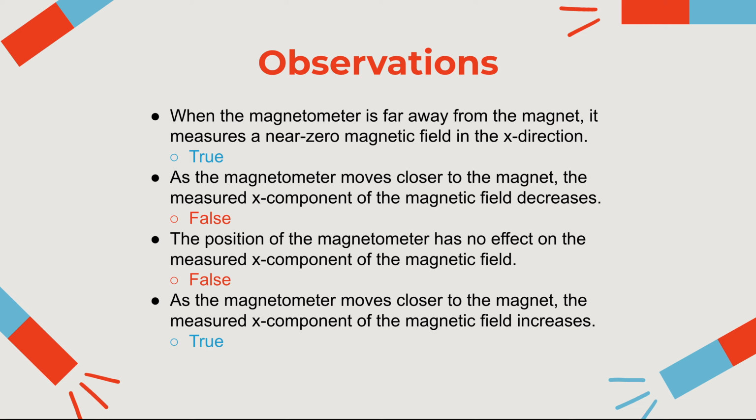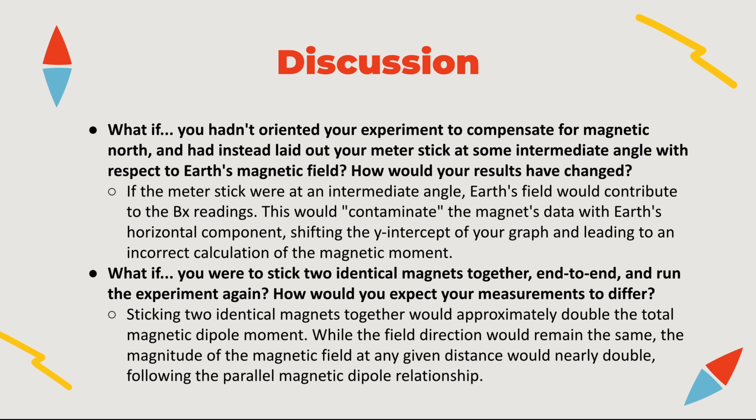And then these are my observations and what I noticed. The 2 that I said were true were that when the magnetometer is far away from the magnet, it measures a near zero magnetic field in the x direction. And then as the magnetometer moves closer to the magnet, the measured x component of the magnetic field increases. And then for the other 2, I said they were false according to my observations.